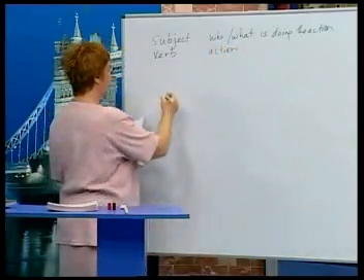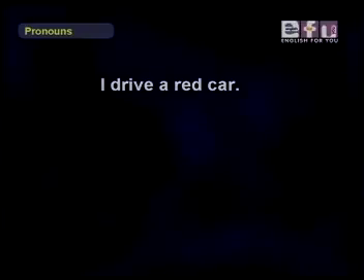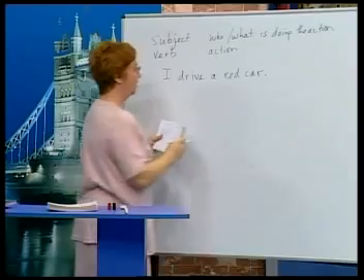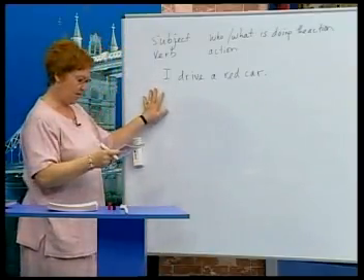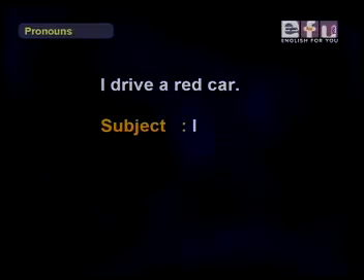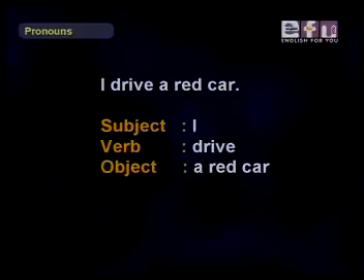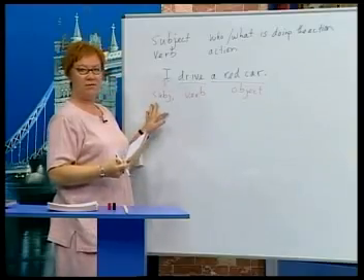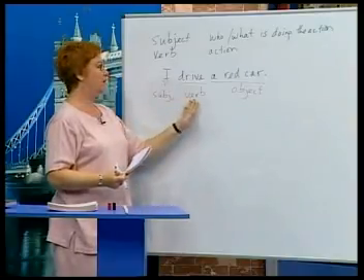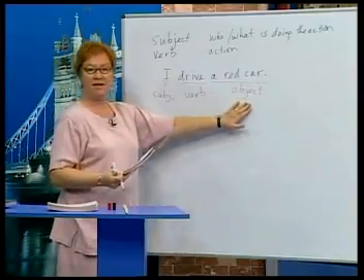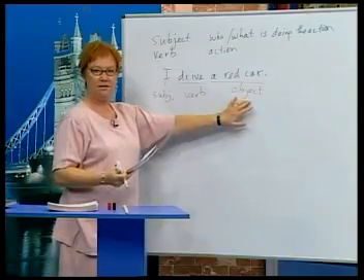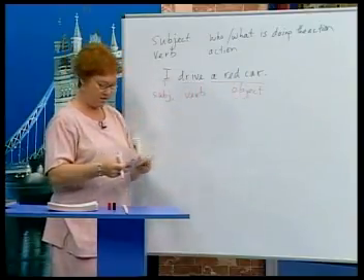Okay? Now, here's an example. I drive a red car. I drive a red car. Now, this is the subject. Verb. And this is the object. Okay? I drive a red car. I, who, drive, action, a red car, object. What? What do I drive? I drive a red car.